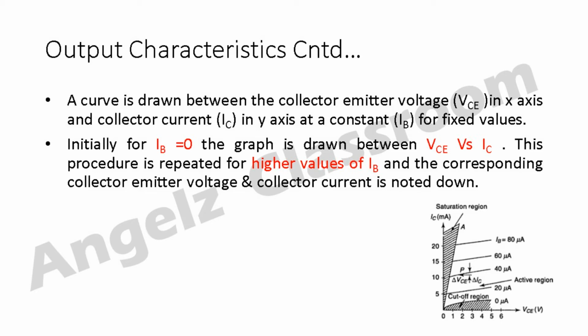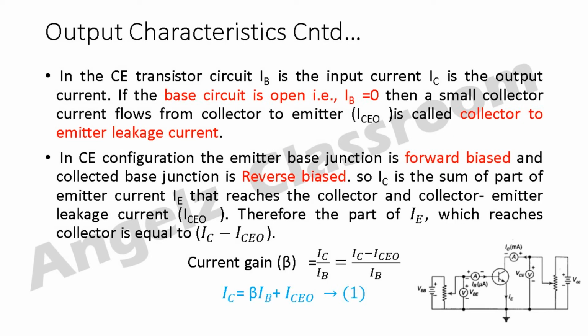Now, I am going to repeat the same procedure for higher values of IB and the corresponding collector current and voltage are noted down. In a transistor circuit, IB is the input current and IC is the output current. You know about it. Okay, the first case is where the base circuit is kept open, which means IB is equal to 0. Now, a small collector current flows from collector to emitter. That current is called the collector to emitter leakage current and it can be represented as ICEO. This is the first case.